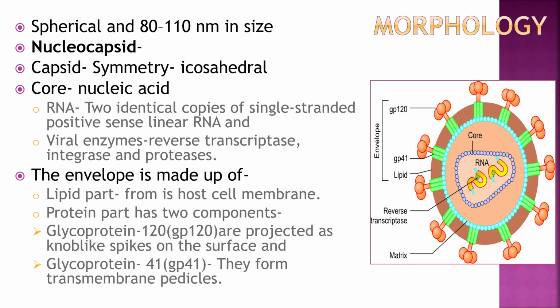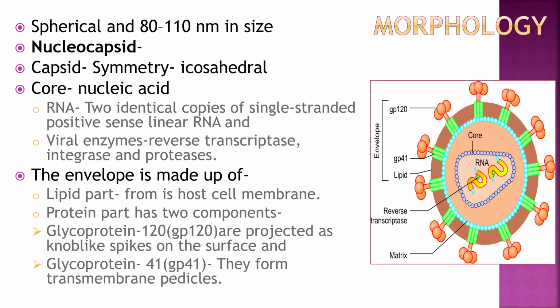Morphology: it is spherical and 80 to 110 nanometers in size. It possesses a nucleocapsid, so the capsid symmetry is icosahedral. For nucleic acid, it contains RNA, two identical copies of single-stranded positive-sense linear RNA, and viral enzymes like reverse transcriptase, integrase, and proteases. The envelope is made up of a lipid part from the host cell membrane.